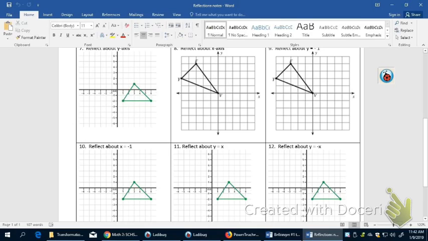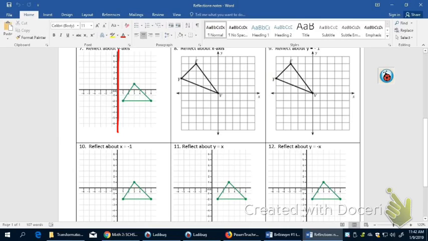I think the easiest is to have something in color, which I have some colored pencils back there. I'll get you some in just a second. And I would highlight it. If you have a highlighter or something colored, I would highlight whatever it says that you're reflecting about. Okay, so first thing I'm going to do is highlight the y-axis.